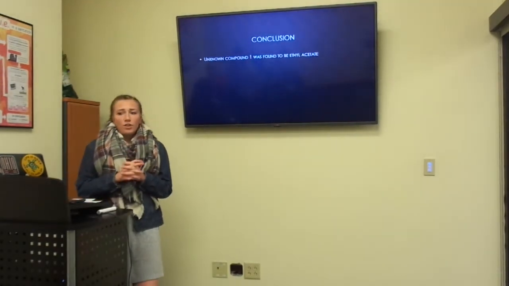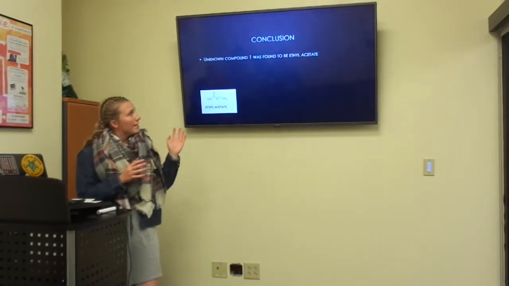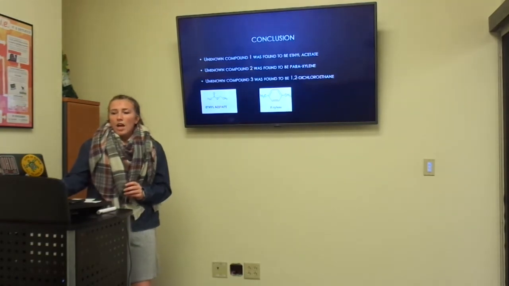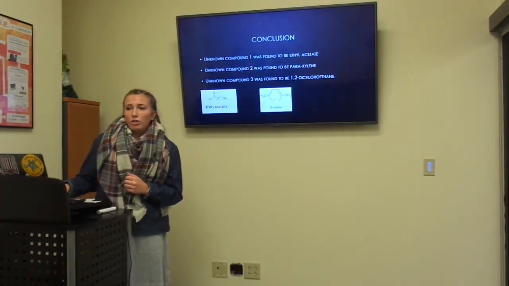In conclusion, unknown compound 1 was found to be ethyl acetate, unknown compound 2 was found to be paraxylene, and unknown compound 3 was found to be 1,2-dichloroethane.